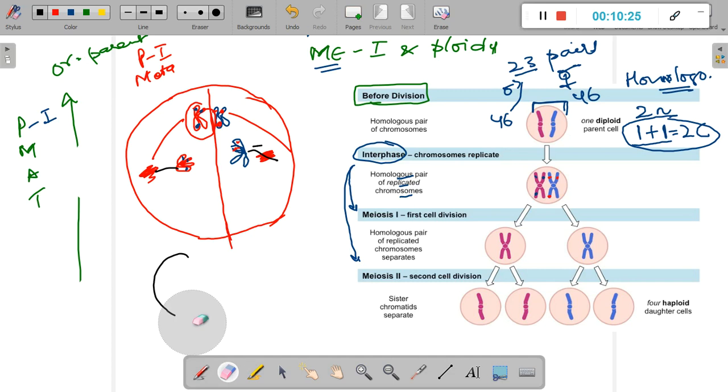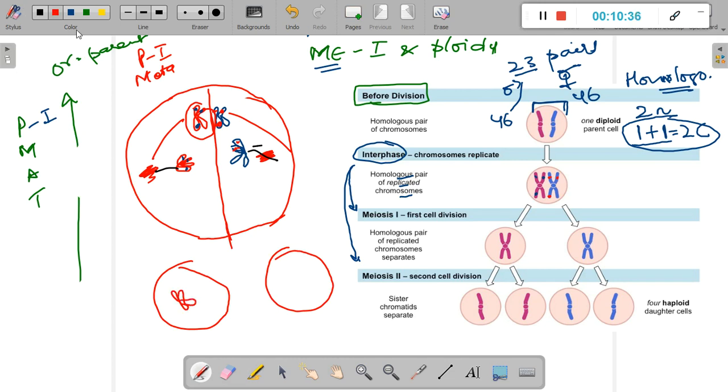So now let me use the same color. And now we get two cells. We get one cell here, we get one cell here. And what do we have in this cell? We've got a pair of recombined, in both the cells we have pairs of recombined sister chromatids, not homologous chromosomes.